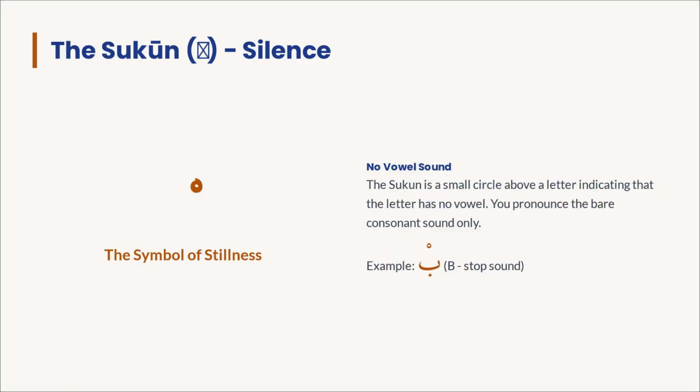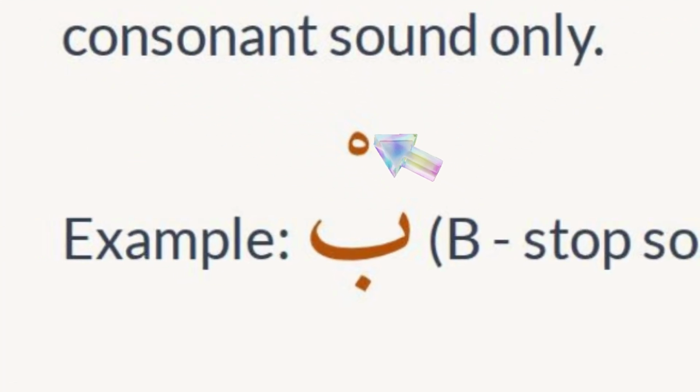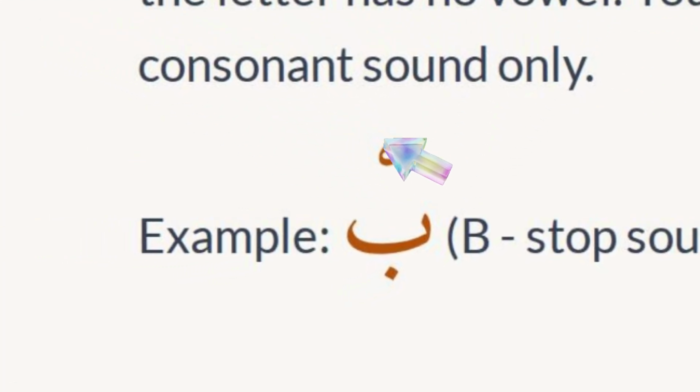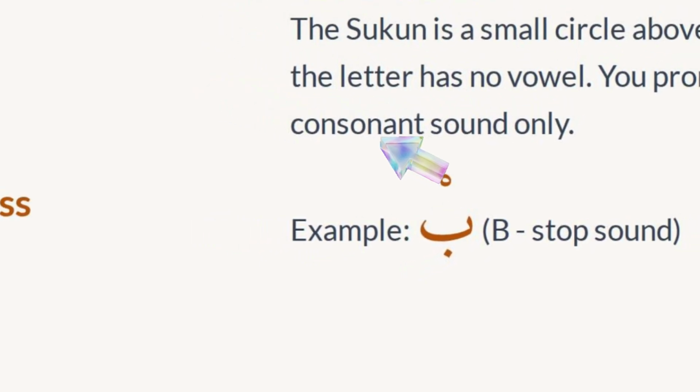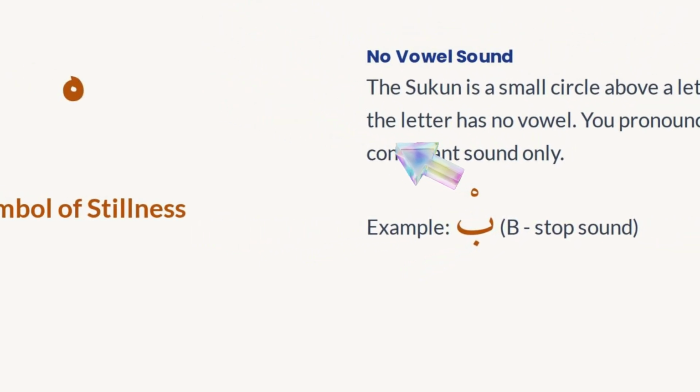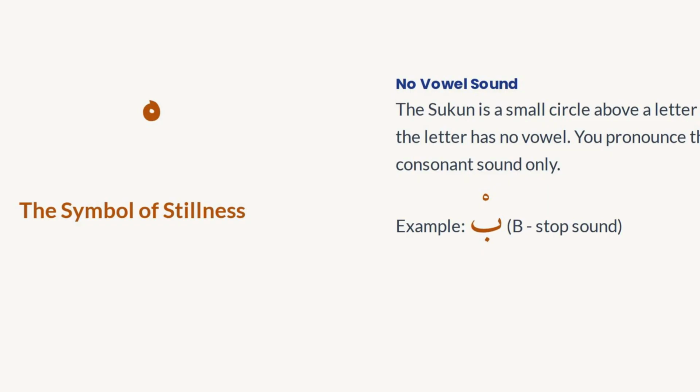And we have a sukun, the silence, and it indicates that we don't have a vowel here. So we have, for example, here the letter ba. If we put the sukun above it, it goes like this: b, b. So the letters go that way.